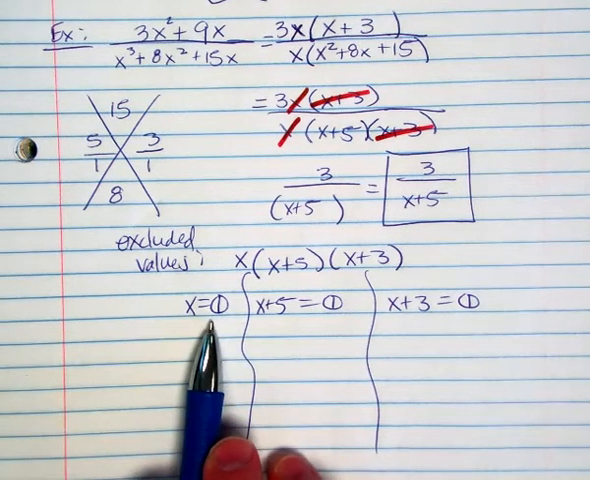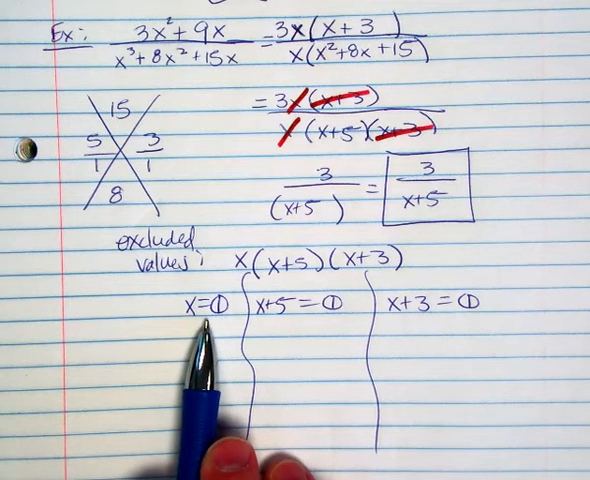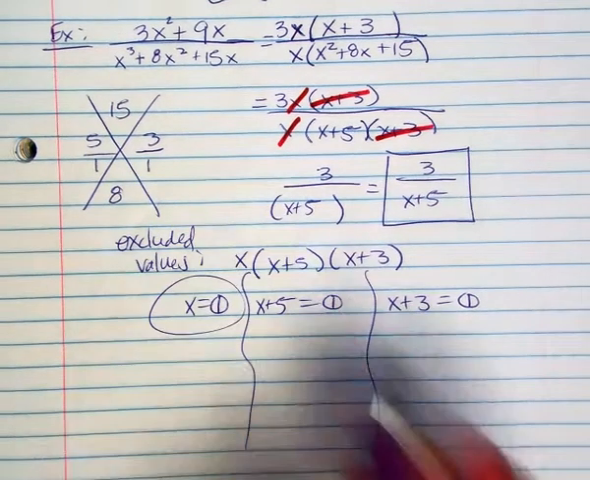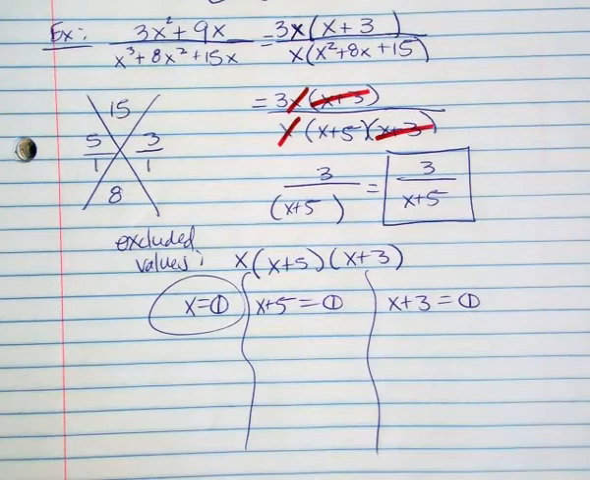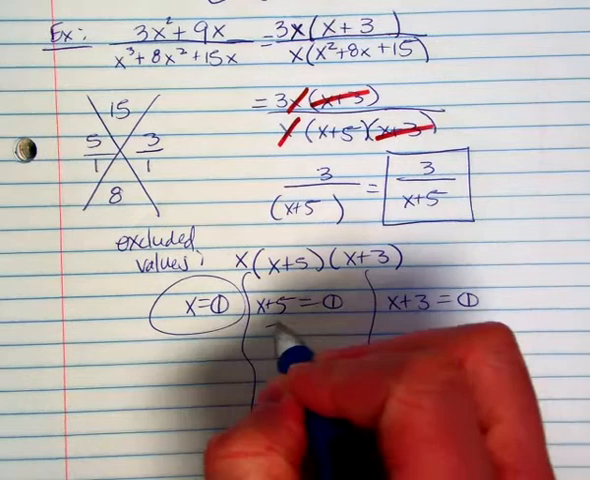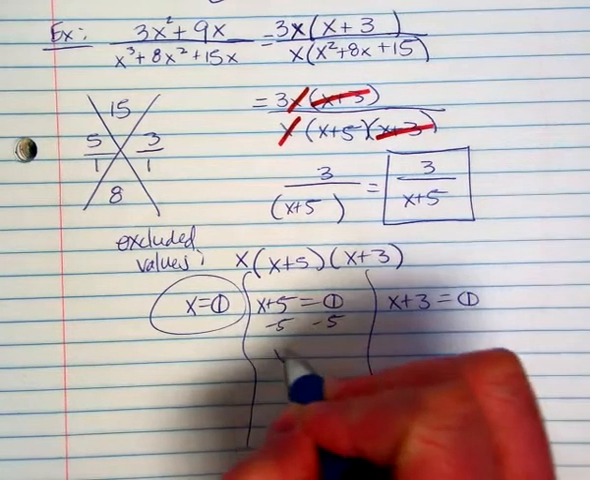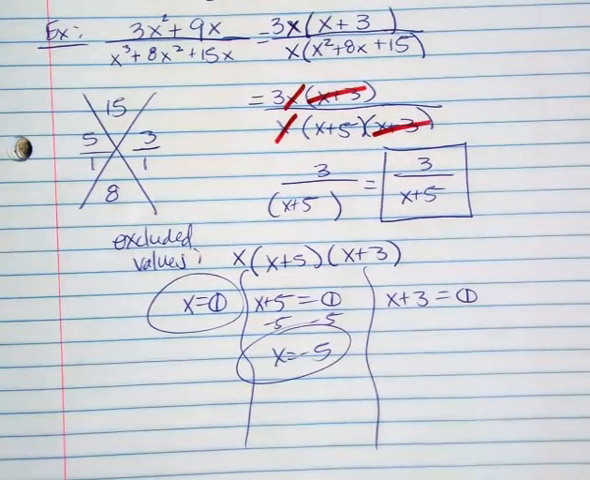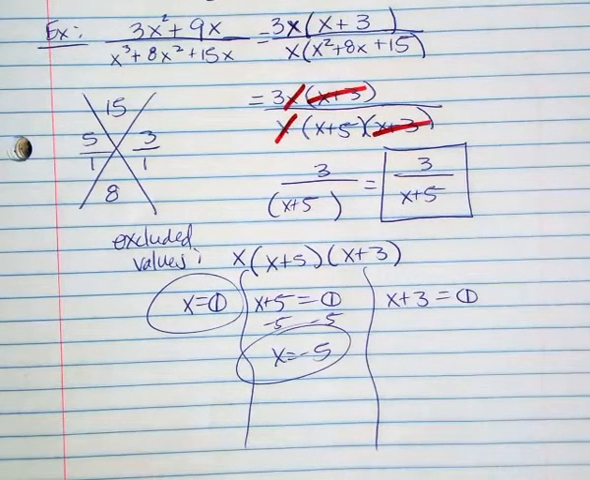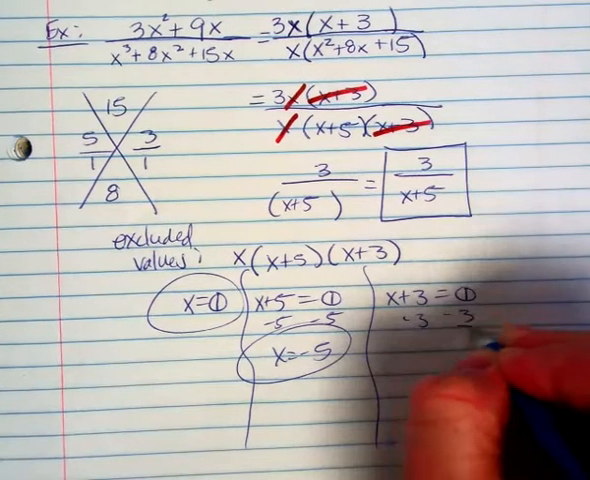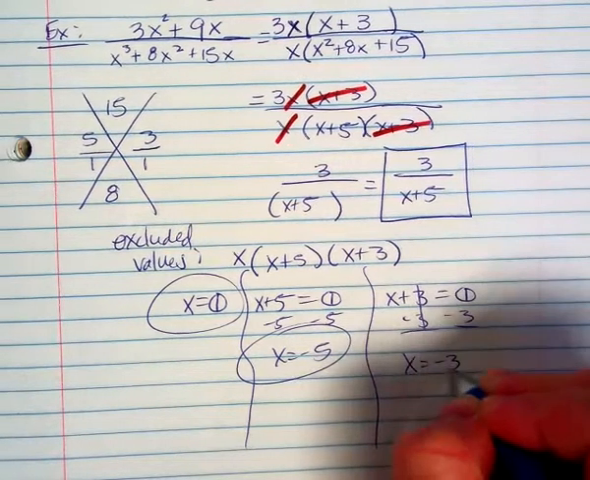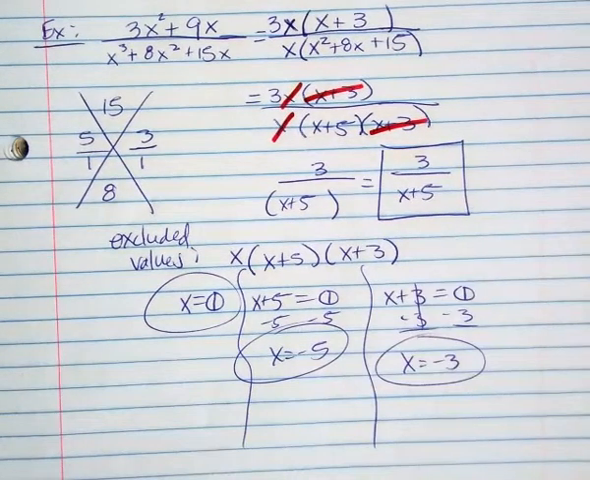Well, that one was easy. That's it. There's nothing to solve. Done. There is our first excluded value. This one, we would subtract 5 to solve this equation, so x equals negative 5. There's our next excluded value. We would subtract 3 on this one, so negative 3 is another excluded value.